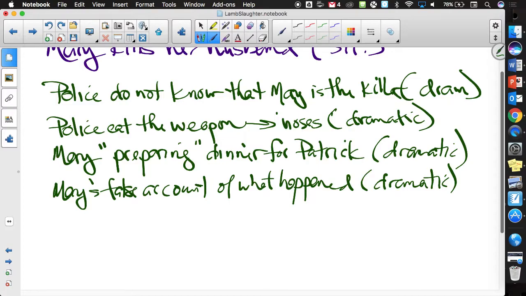Puts it in the oven. It's right there in the oven now. What does she literally tell the police? She tells them where the murder weapon is. So not only do we know that she's the killer, but the police are trying to find the weapon, and Mary tells them where the weapon is.